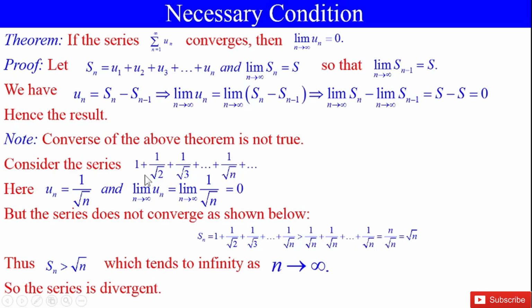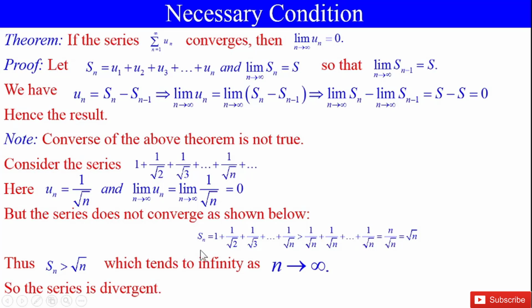Consider the series 1 by under root 2 plus 1 by under root 3 plus up to 1 by under root n plus up to infinity. Here un is equal to 1 by under root n, and limit n tends to infinity un is equal to limit n tends to infinity 1 by under root n is equal to 0. But the series does not converge as shown below.